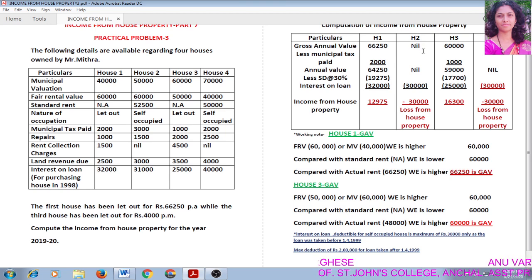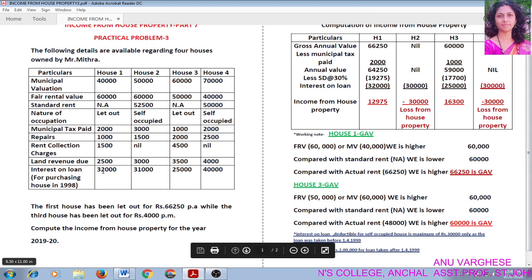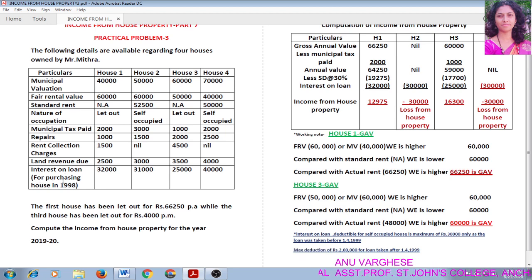Now house number 2. House number 2 is self-occupied. So annual value is nil. You can write that annual value is nil. From annual value, you can deduct only one item, that is interest on loan. But here you have to note one thing. Here it is stated that interest on loan is for purchasing house in 1998.